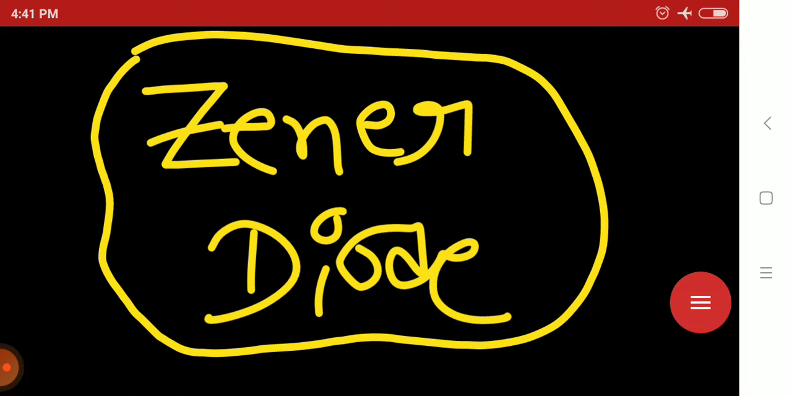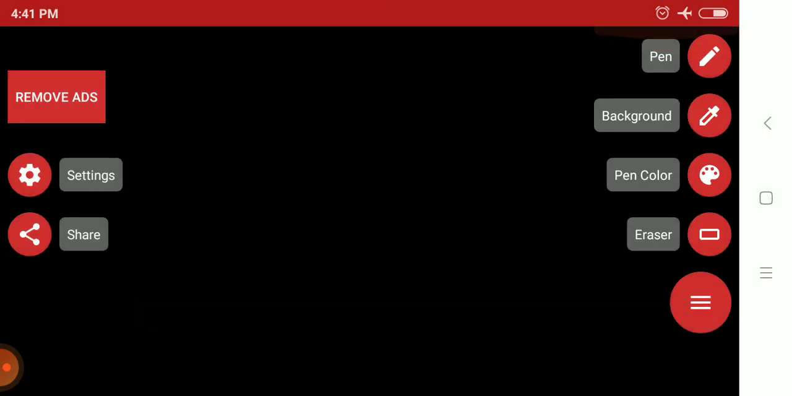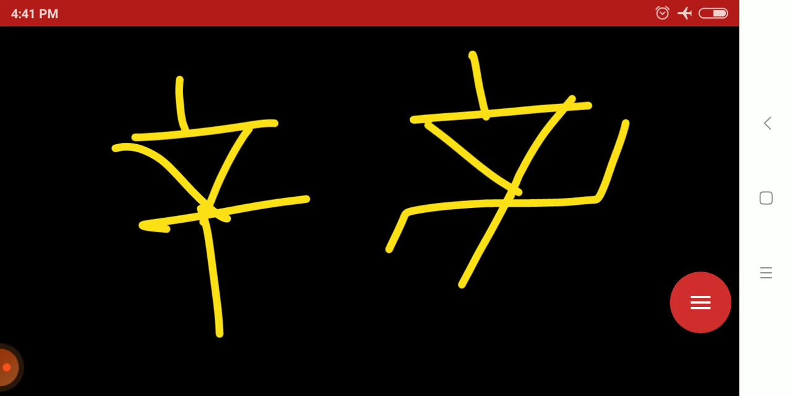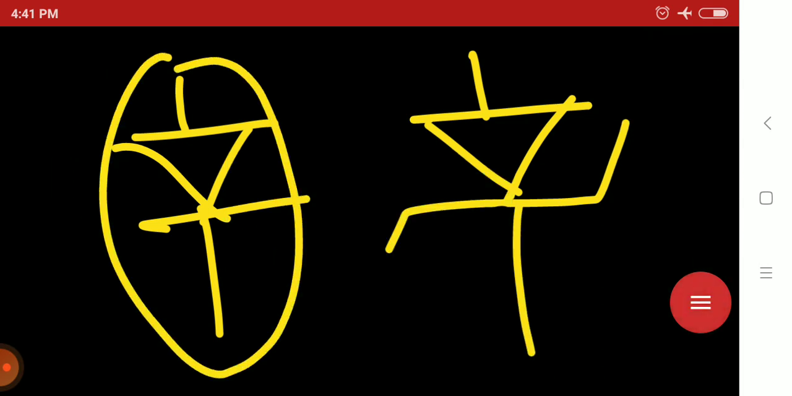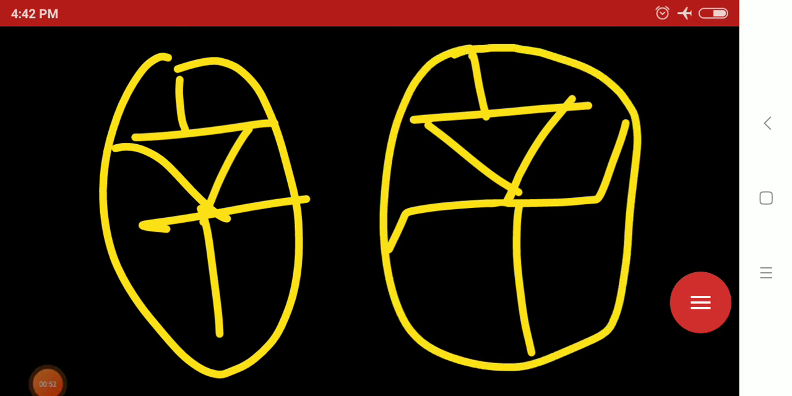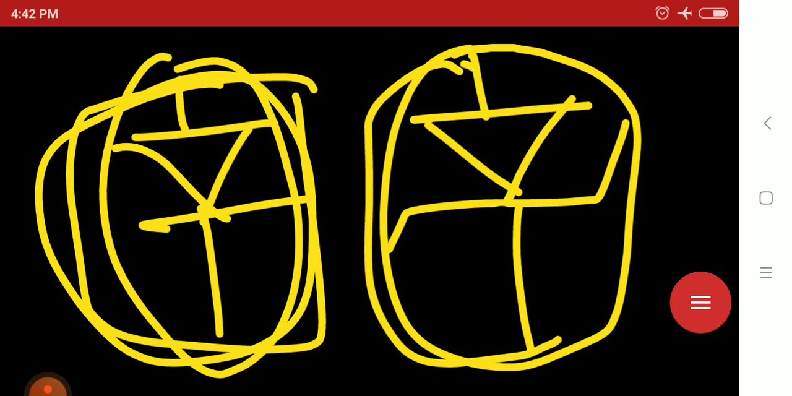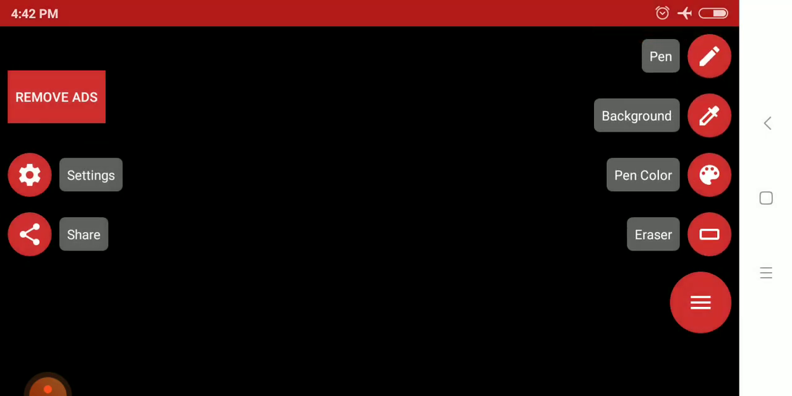Firstly, you have to know the difference between the working principle of the Zener diode and the normal diode. First see the pictorial diagram of the Zener diode. Here it is the normal diode and this is the Zener diode. So what is the difference between the working principle of the Zener diode and the normal diode?